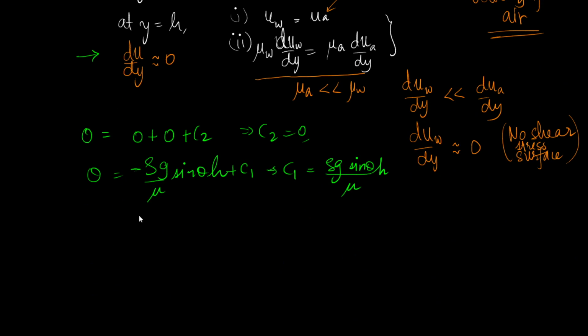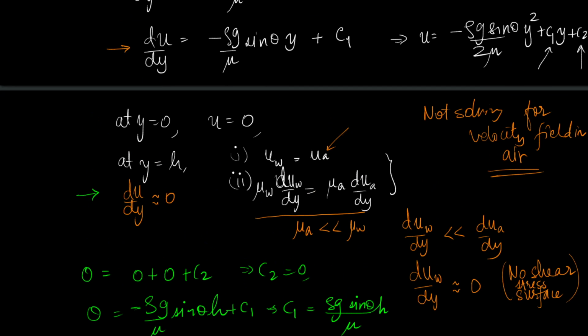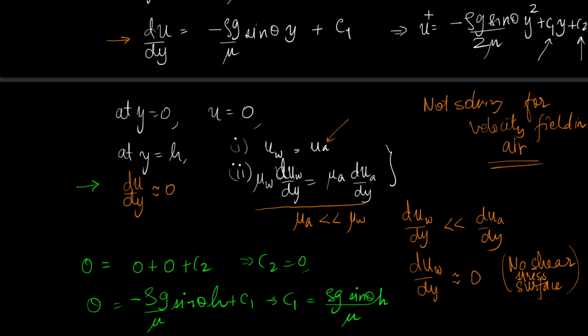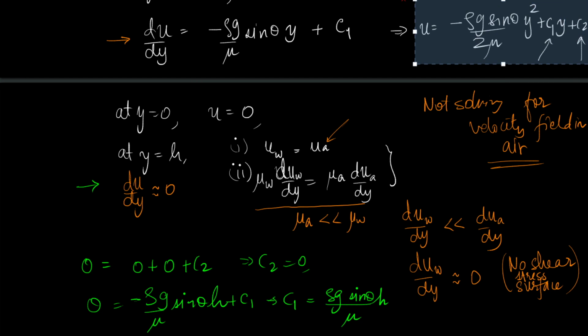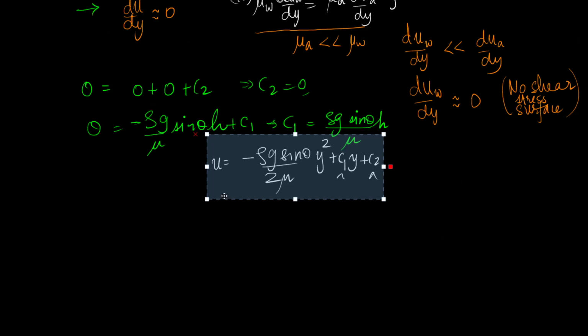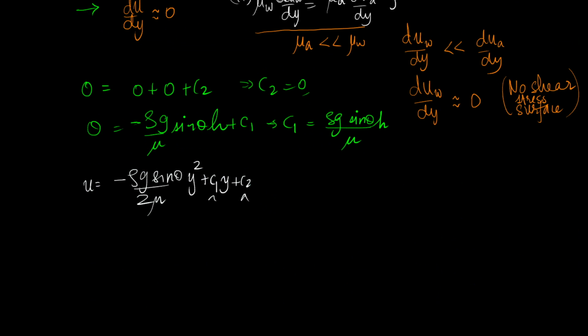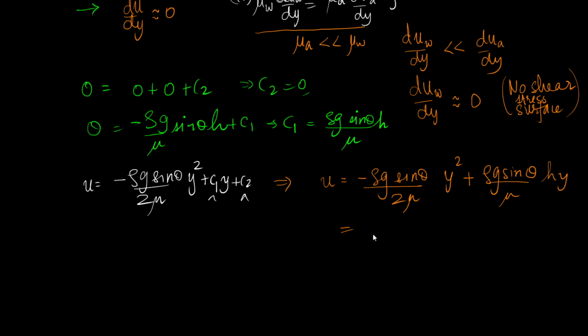So combining these two, the final velocity profile, let me just copy this expression over here. So this implies u is equal to minus rho g sine theta upon 2 mu y square plus rho g sine theta upon mu hy. And if I may arrange this, rho g sine theta upon 2 mu times (2 hy minus y square). So this is the velocity profile.